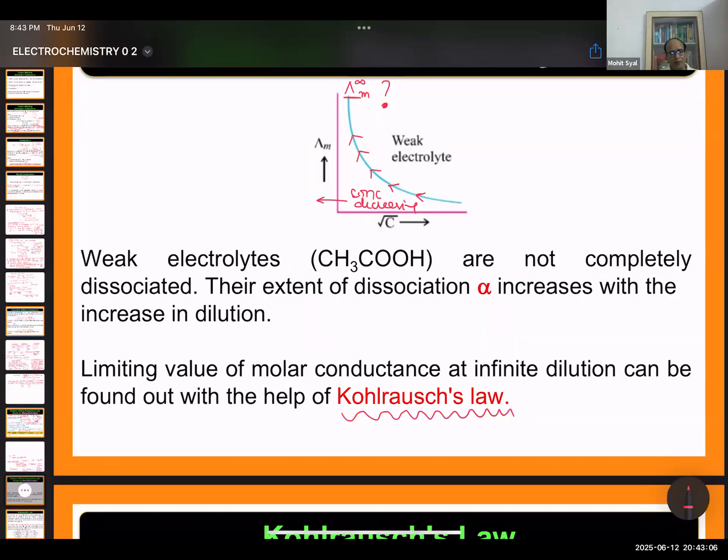Kohlrausch law can be applied for all, for weak and strong electrolytes, though it is a must for weak electrolytes. It helps us determine their maximum value of molar conductance. Weak electrolytes are not completely dissociated. The extent of dissociation, alpha, increases with increasing dilution. The limiting value of the molar conductance cannot be found out with the graph. It can be found out with the help of Kohlrausch law.